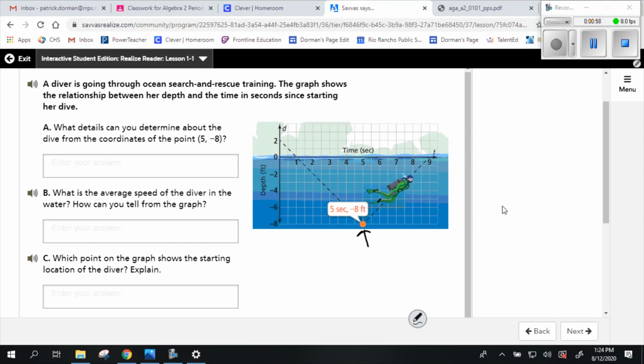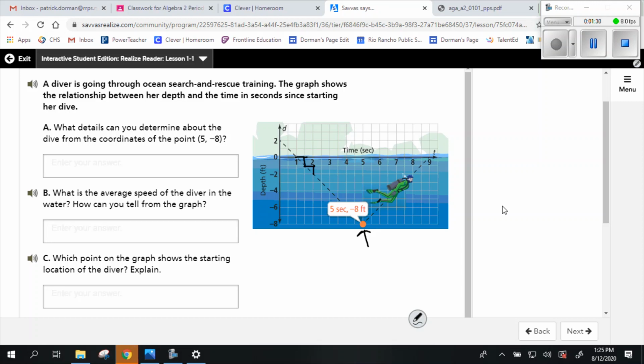What's the average speed of the diver in the water? And how can we tell that from the graph? Well, if we look at it, from 1 second to 2 seconds, it looks like this person traveled down about a foot, right? And then from 2 seconds, from 1 to 2 seconds, I should say, they went down another foot, right? So it looks like they're descending at about 1 foot per second.